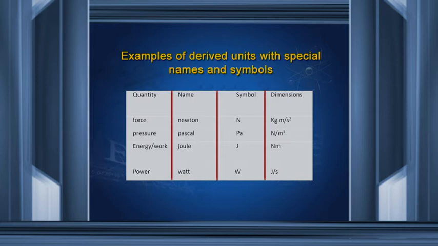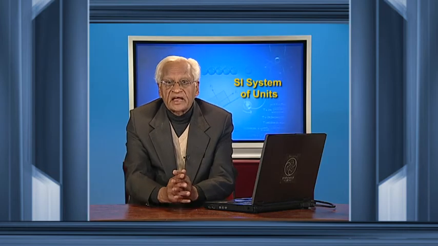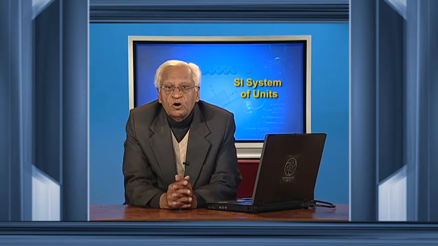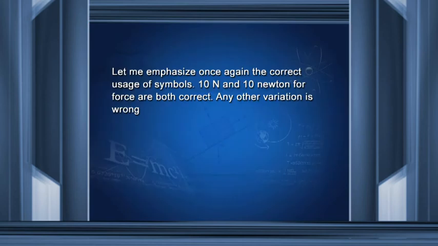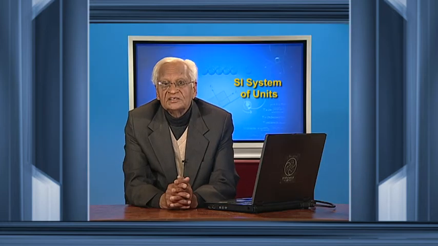Although it is named after the scientist, it must be distinguished when we use this as a unit. So, power: the name of the unit is watt, symbol is capital W, and dimensions are joule per second. Let me emphasize once again the correct usage of symbols. 10 capital N or 10 Newton with small n for force are both correct. Any other variation is wrong.